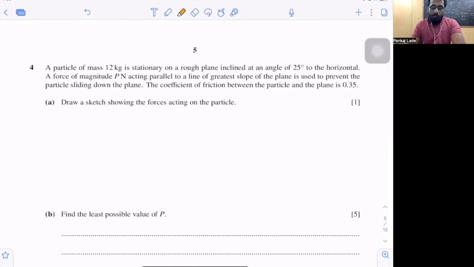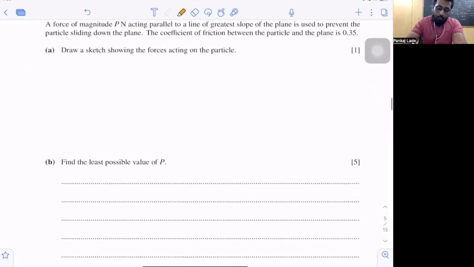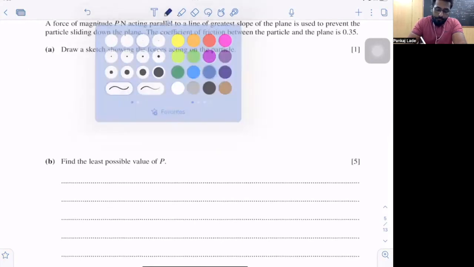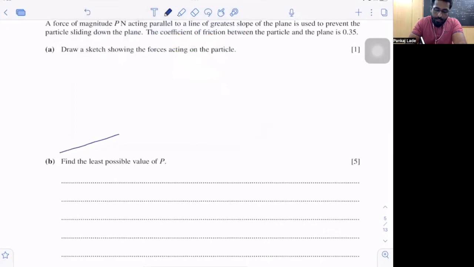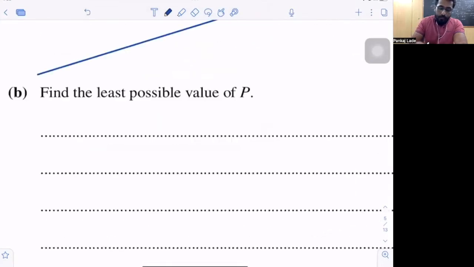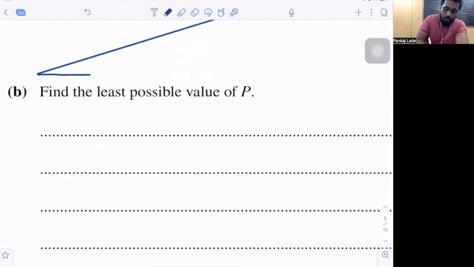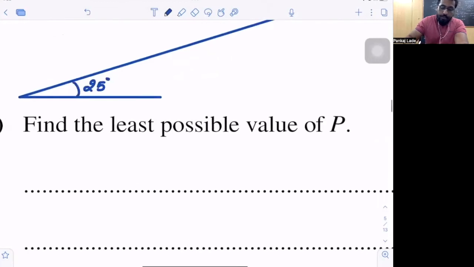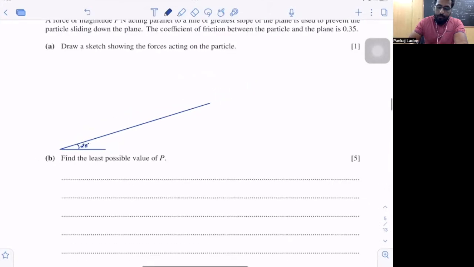So a particle of mass 12 kg is stationary on a rough plane which is inclined at an angle of 25 degrees to the horizontal. So the first thing that I do is I make an inclined plane. This plane is inclined at an angle of 25 degrees with the horizontal. So let's draw a horizontal line as well here. Okay, so the angle here is 25 degrees.